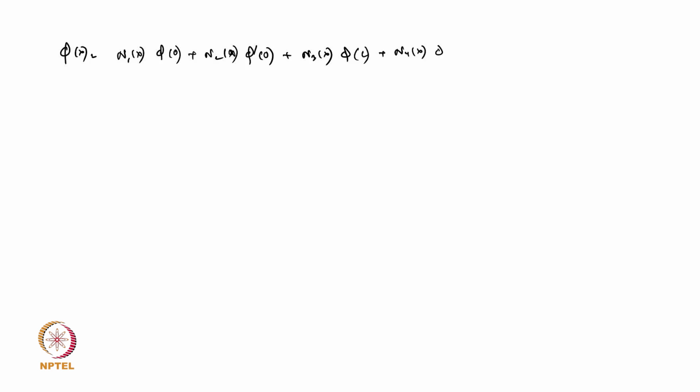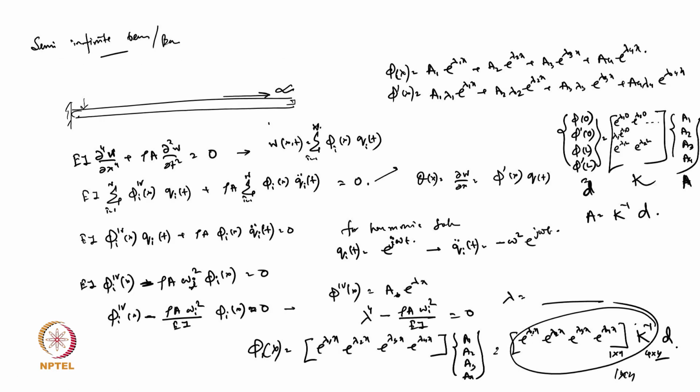And now if we go ahead from here, we can see that phi of x we can write in terms of N1 of x into phi 0 plus N2 of x into phi dash 0 plus N3 of x into phi L plus N4 of x into phi dash L. That way we can write phi, and here N1, N2, N3, N4 are the shape functions. And these shape functions are frequency dependent. Why? Because if you see, these shape functions have terms e to the power lambda 1x, e to the power lambda 2x, lambda 3x, and lambda is dependent on omega, so they are frequency dependent, no doubt on that.